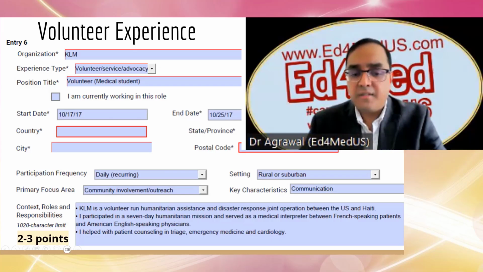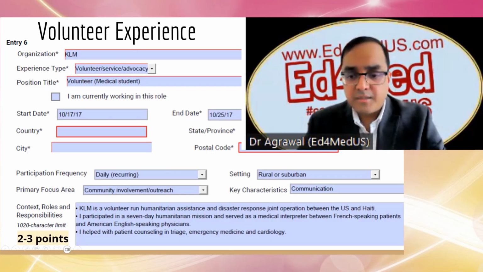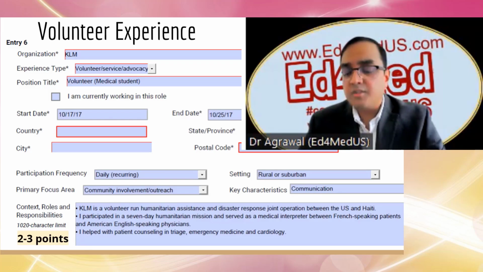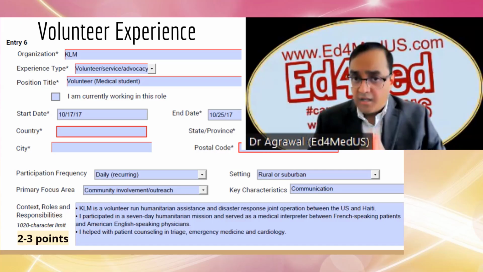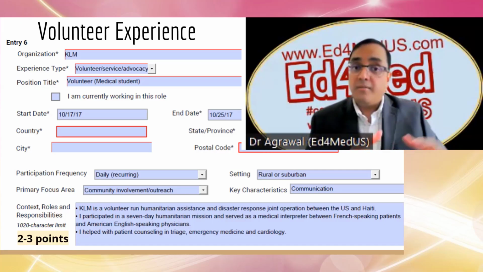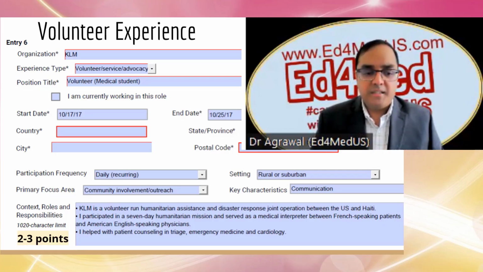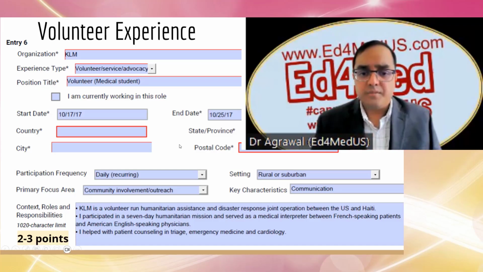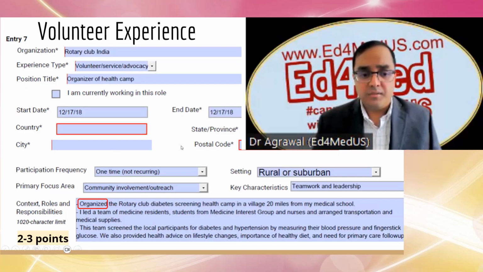I participated in a 7-day mission and served as a medical interpreter between French-speaking patients and American English-speaking physicians, and helped with triage, emergency medicine, cardiology. Again, you'll notice this is even shorter than the clinical and the research work experiences. Volunteer experiences, just 2 to 3 points, no more than that. That's all you really have to do. Try to keep it as concise as possible.